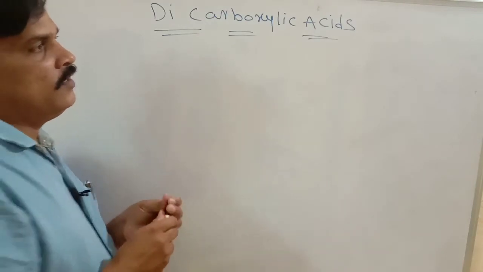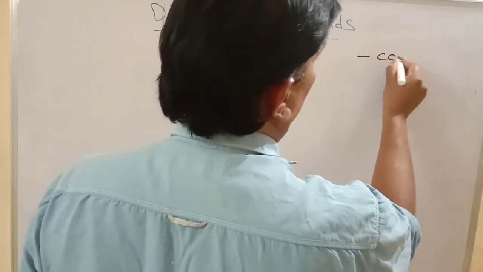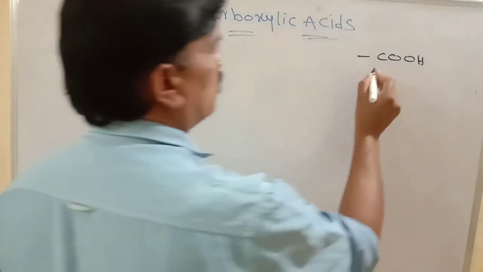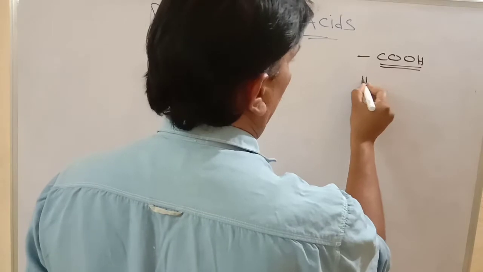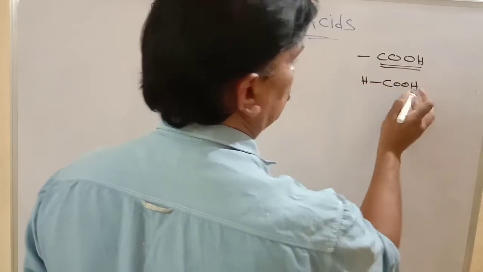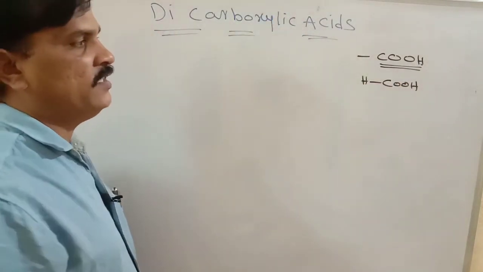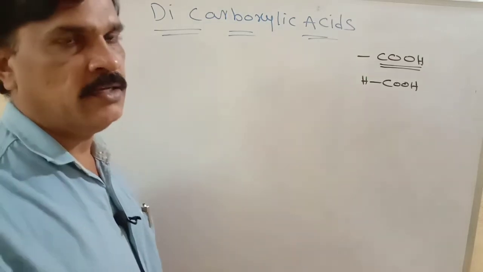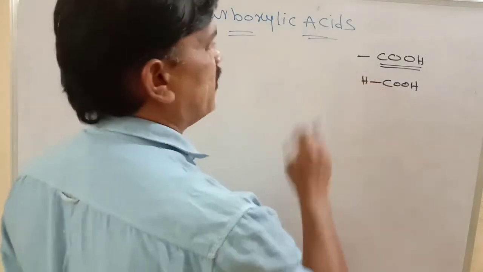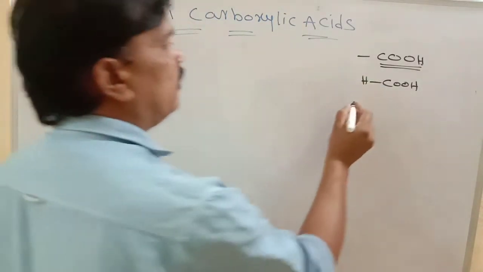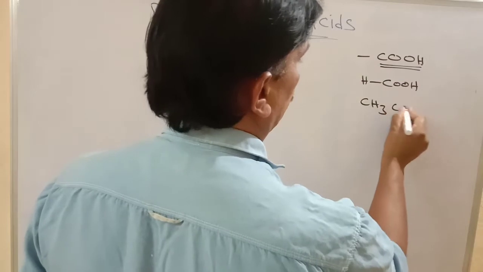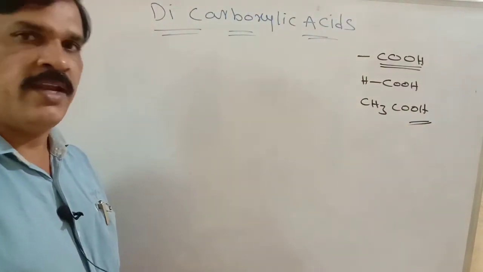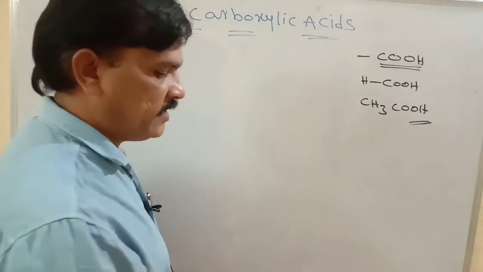Generally, the COOH functional group is known as the acid functional group. So it is a monocarboxylic acid. HCOOH is known as formic acid. Formic acid comes from the Latin word formica, which means ant, so formic acid is found in ants. Acetic acid, CH3COOH, is generally found in vinegar. These are examples of monocarboxylic acids.